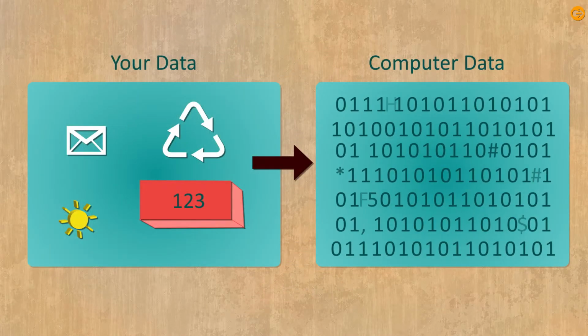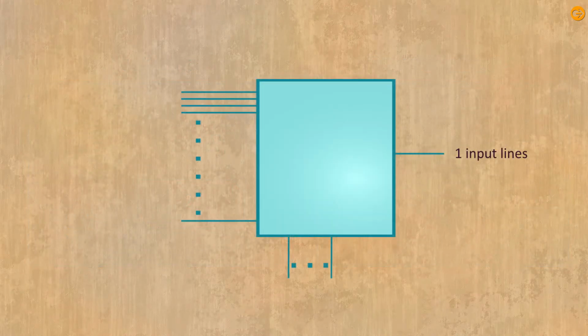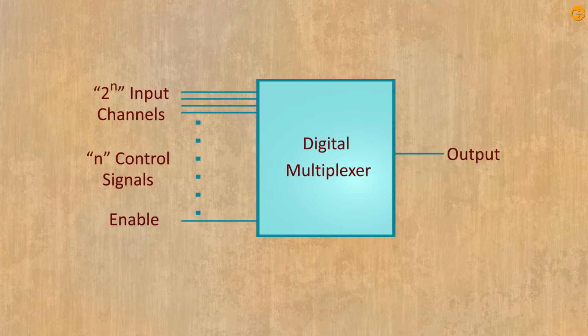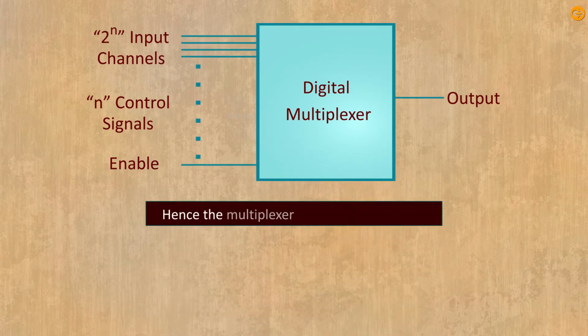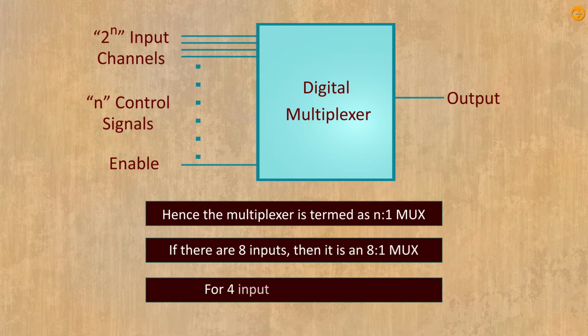Since the data in digital electronics is in binary form, the select lines are also in binary form. For selecting from n inputs, we need k select lines. Therefore, we can justify that n is always a power of 2. The output line is always 1. Hence, the multiplexer is termed as an n:1 mux. Therefore, if there are 8 inputs, then it is an 8:1 mux. For 4 input lines, it is a 4:1 mux, and so on.